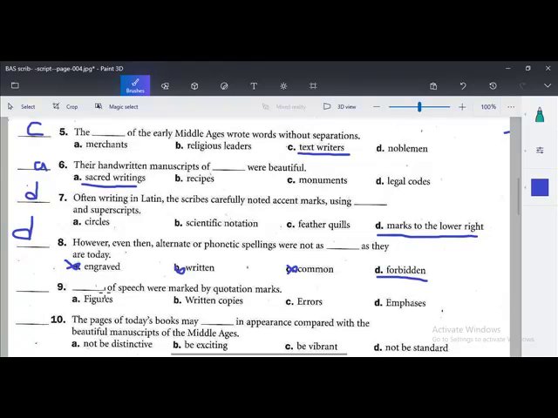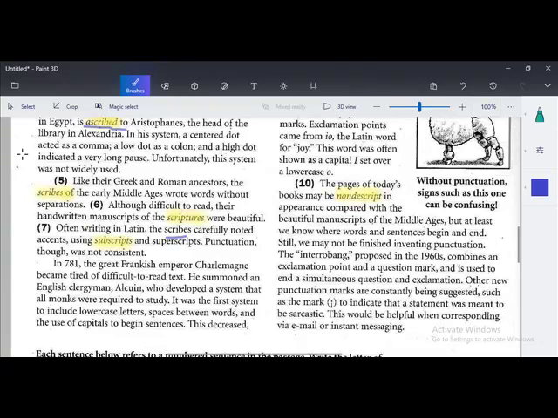Number 9. Of speech were marked by quotation marks. Okay, we're saying that transcription means when you transfer speech to written copy. So figures? No. Written copies? Yes! I have already said it. That's the answer. Back to the text.